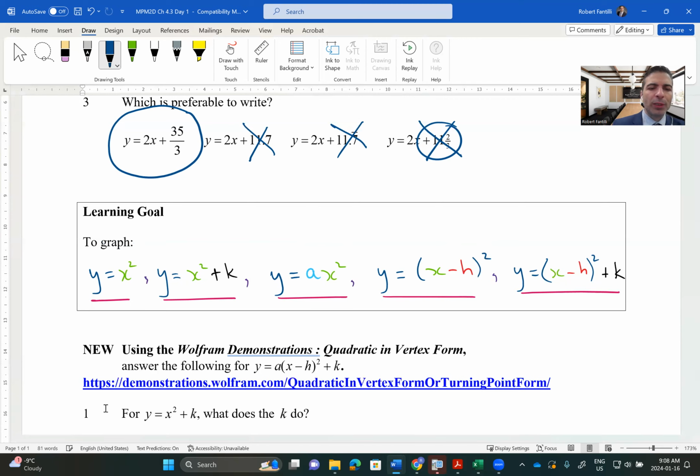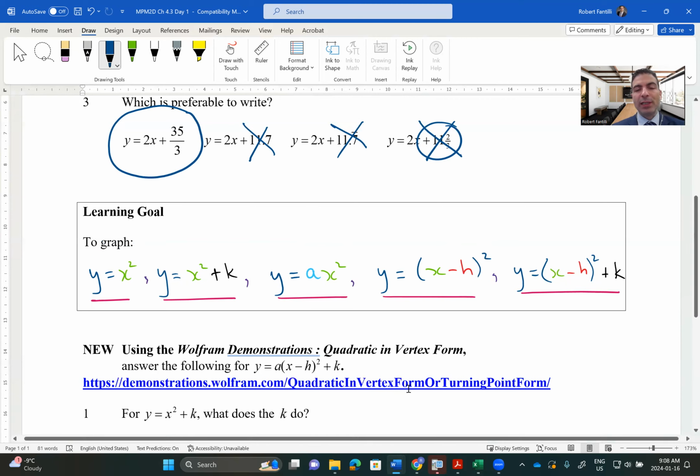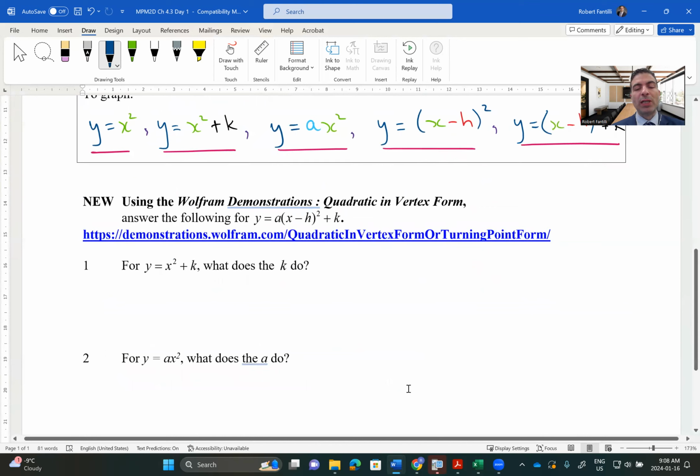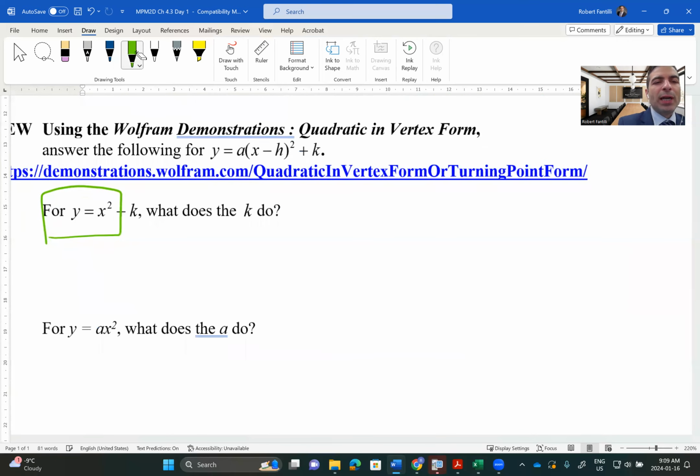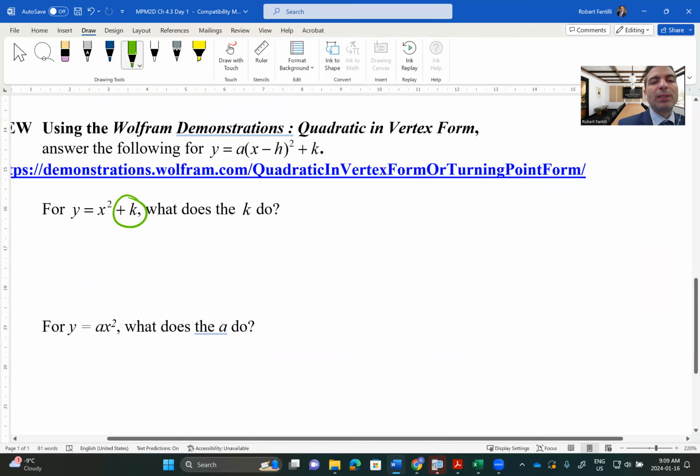Let's take a look below here just to summarize. This link again is the link to the slider if you want to play with that and see what happens with the equation, with the h value, the a value, and the k value. But for y equals x squared, remember that's the parent parabola. And it asks here y equals x squared, and there's a plus k at the end.